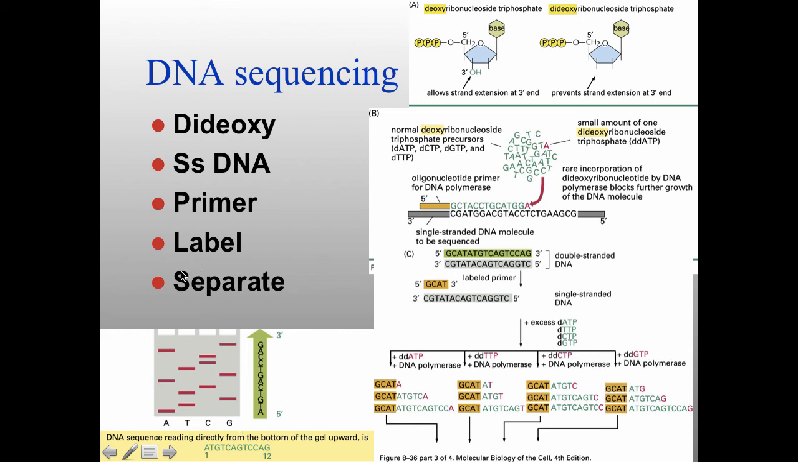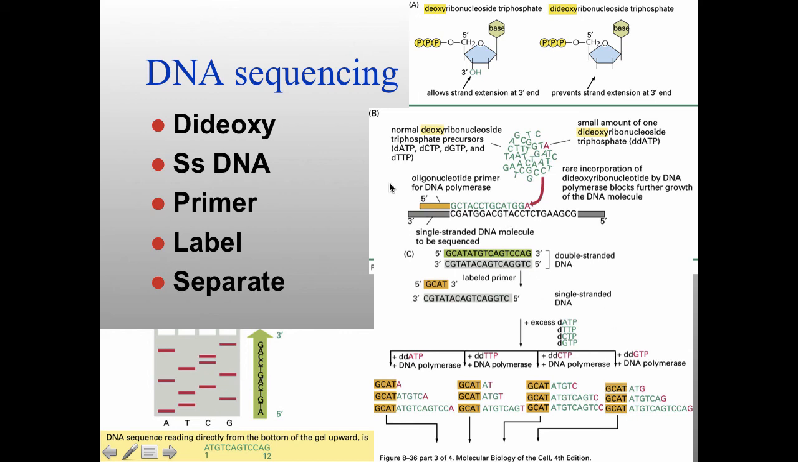you'll get one piece that ended in A here, a piece that ended in T here, a piece that ended in G here, a piece that ended in T here, C here, etc. So you can literally read the sequence A, T, G, T, C, A, G from the bottom of this gel to the top. Now this is the complement of this DNA that you are sequencing right here.